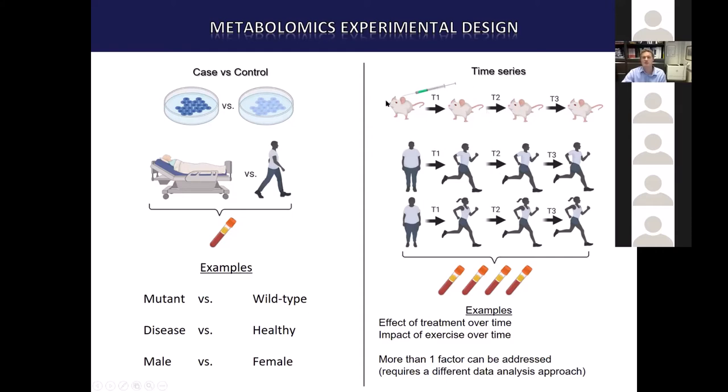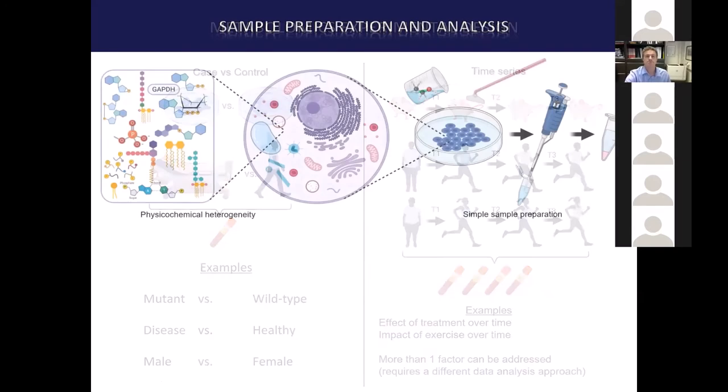Here we've got a time series where we're treating an experimental mouse model with a drug, and we want to know what happens at time point 1, 2, 3, 4 in the same subject. So often this is a within-subject time series type of experiment. And these are the two approaches that we would normally take.